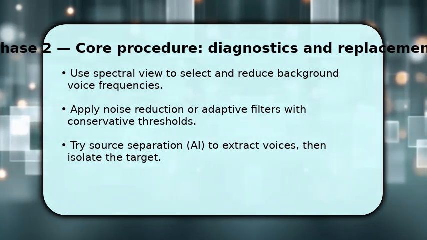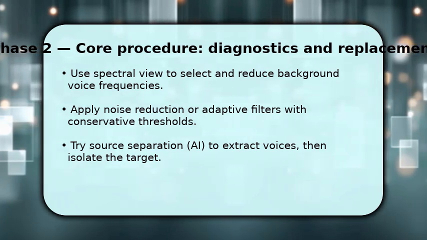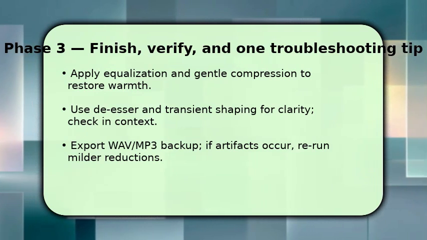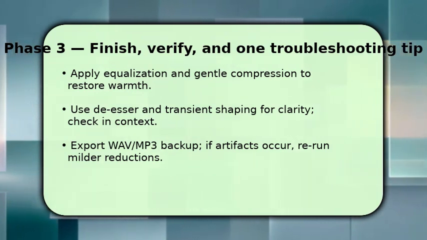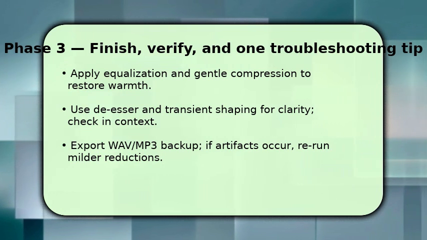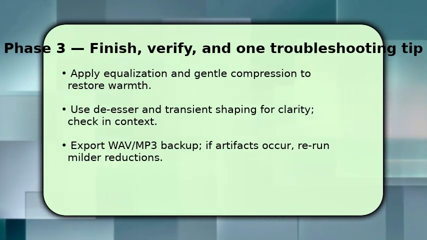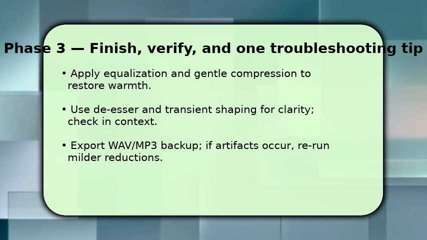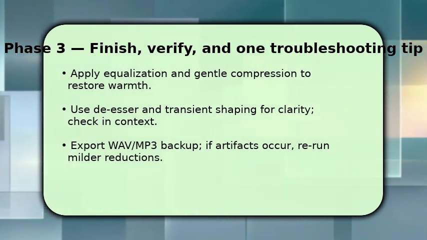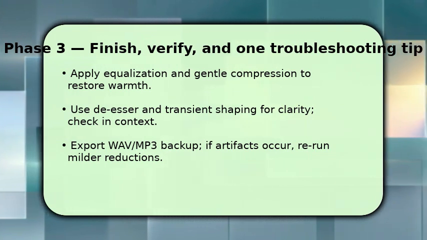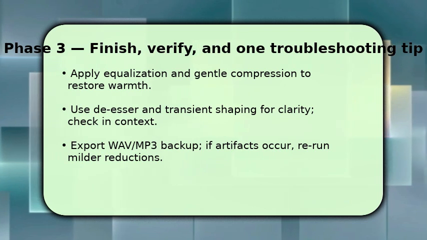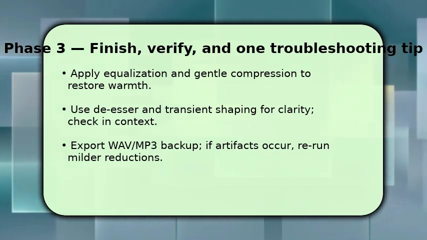You finish by rebalancing with EQ to restore body loss during subtraction and apply gentle compression so the main voice sits consistently. Next, use a deesser to tame sibilance and, if needed, transient shaping for clarity. Once satisfied, export a high-quality WAV and a compressed MP3 backup and label versions clearly. If you hear breathing or metallic artifacts, revert to an earlier copy and rerun reductions with milder settings.